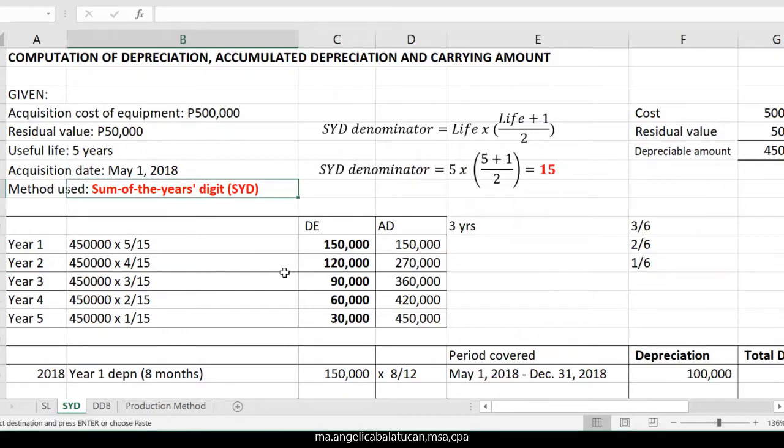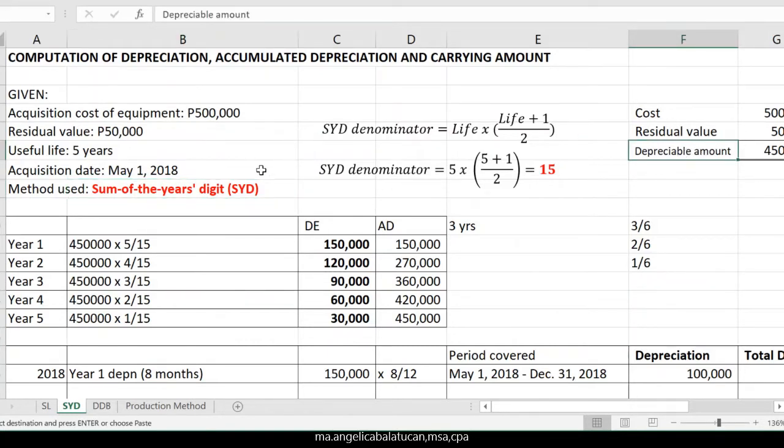So now we will proceed with the sum of the year's digit. Again, we will still be using the same data we used in the previous problem. This time, we will be applying the sum of the year's digit. It got its name because of the process in getting the denominator, which will be a part of the fraction that we are going to multiply by our depreciable amount.